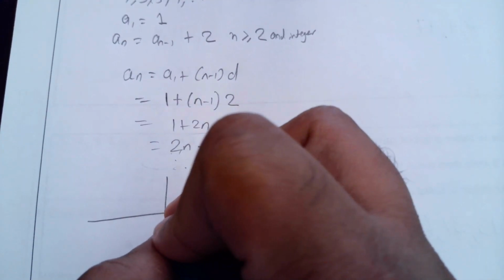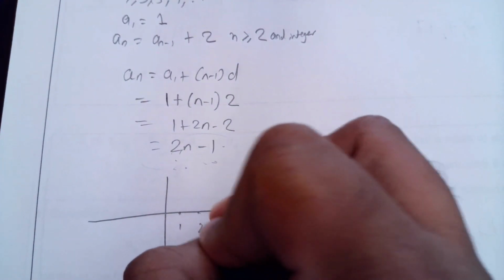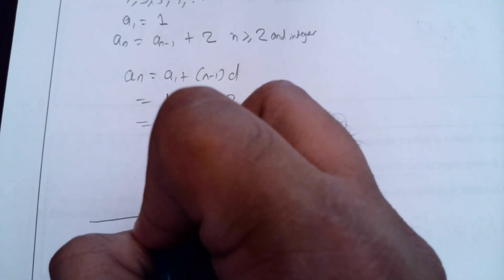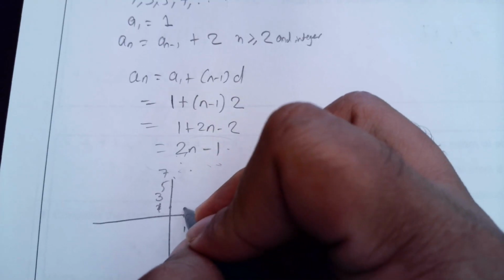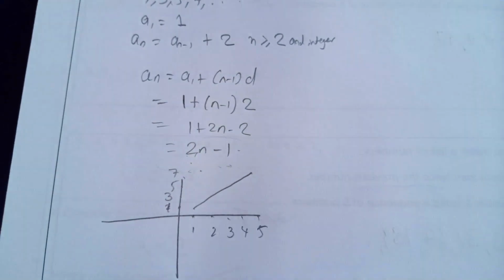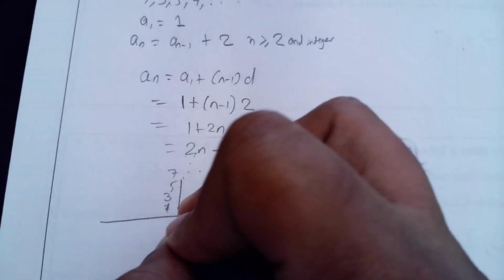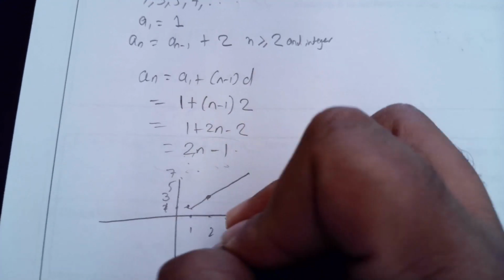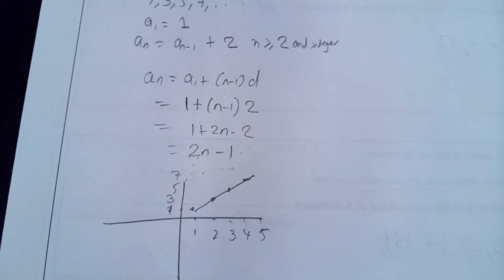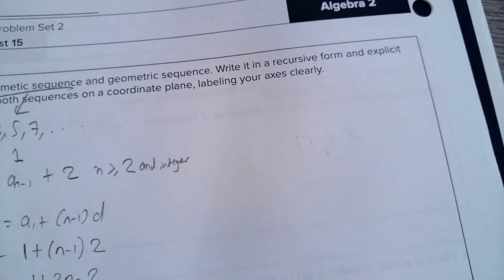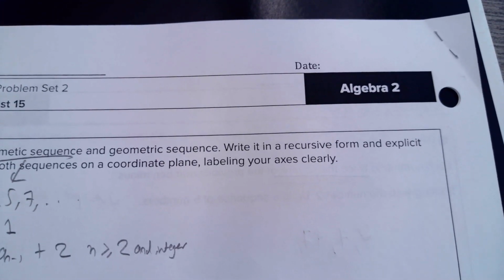And now, let's graph it. You get 1, 2, 3, 4, 5. 1, 3, 5, 7, and it's like a linear growth, right? It's a line. It's like 1 comma 1, 2 comma 3, 3 comma 5, 4 comma 7. Cool. Moving on, we'll do geometric now.